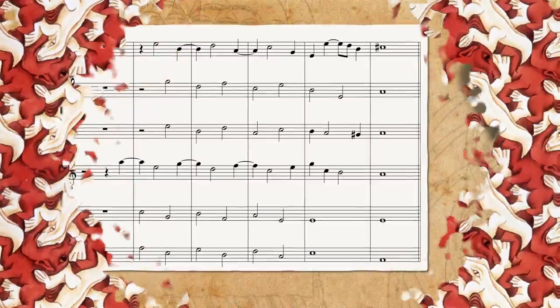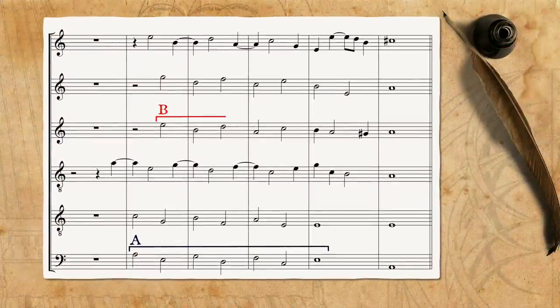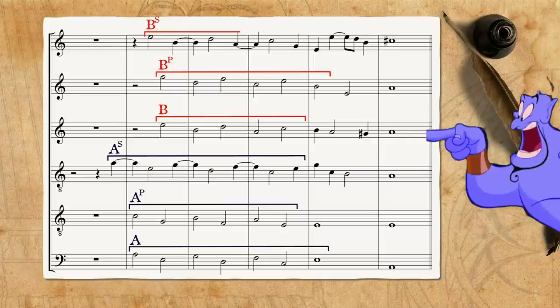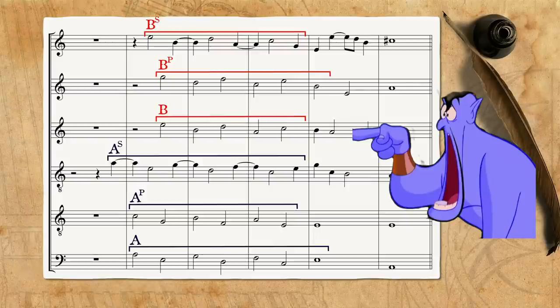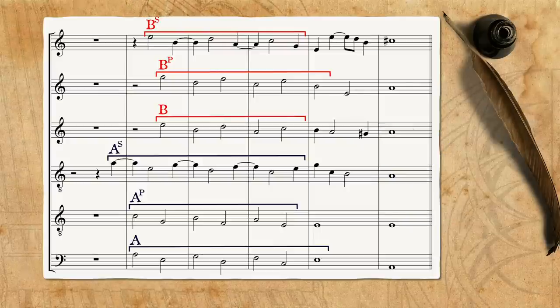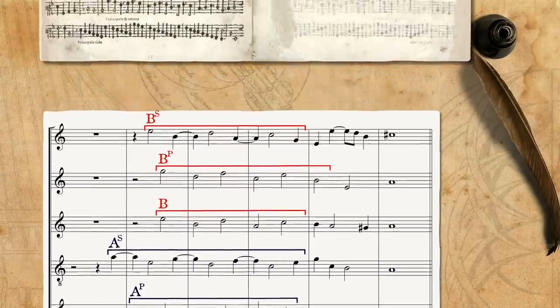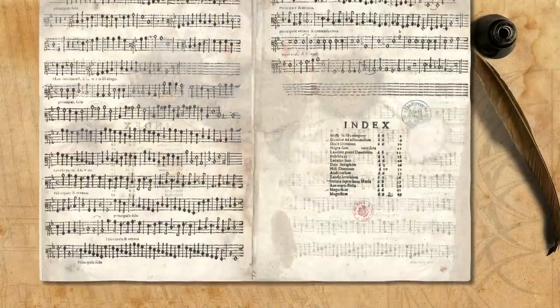Amazingly, as in an even more complicated sketch by Escher, all these six components, A and B, A parallel and B parallel, A syncopated and B syncopated, can all work together in six voices. This is just the model. Let's go back to Monteverdi's Vespers to see how it turns into music.